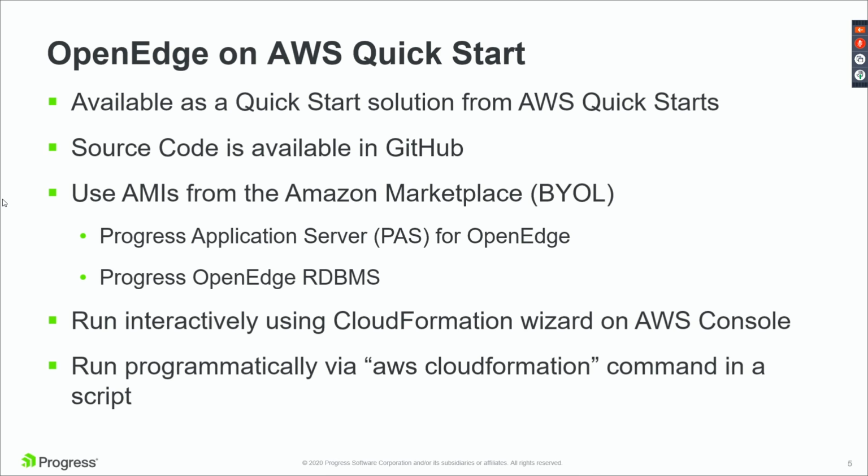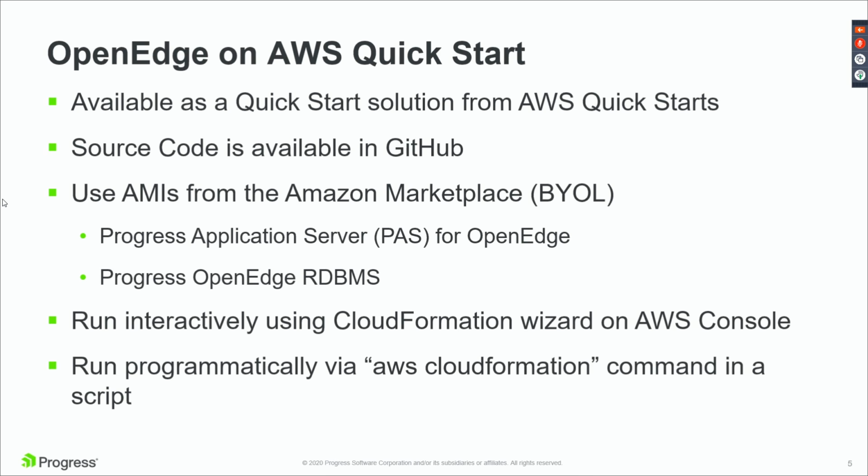The Quick Start uses two AMIs, Amazon Machine Images, from the Amazon Marketplace. It uses an image that has the Progress Application Server for OpenEdge pre-installed, and another image that has the Progress OpenEdge RDBMS pre-installed. And the concept is that these images are bring your own license. So you can use them just by paying the charge of running the instance, and you work with your own Progress license. You don't pay an extra amount for using the Progress license.